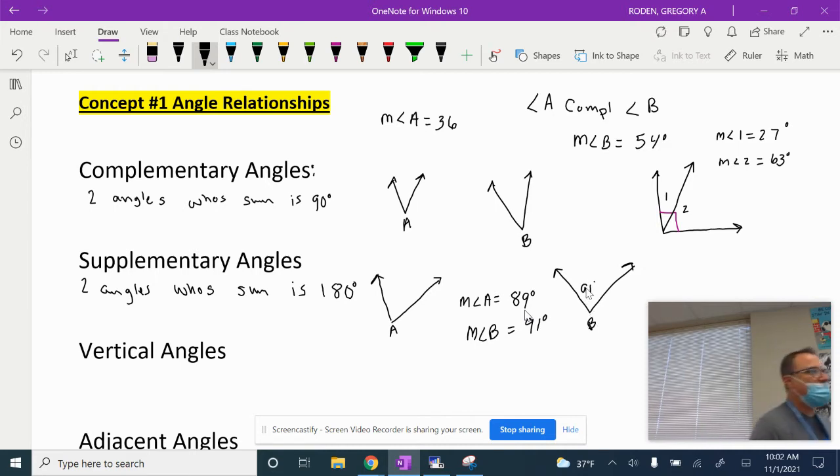Okay, so this is just basic definitions. No big deal, not a lot of thinking here, simple math. Okay, vertical angles, really, really big one. Vertical angles happen, guys, when two lines intersect. It's the opposite. I always call them the opposite angles when two lines intersect. That's how I like to think of vertical angles.